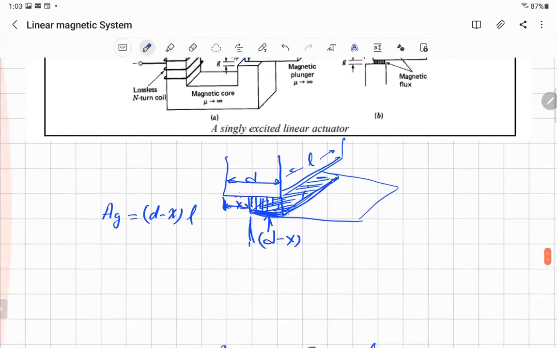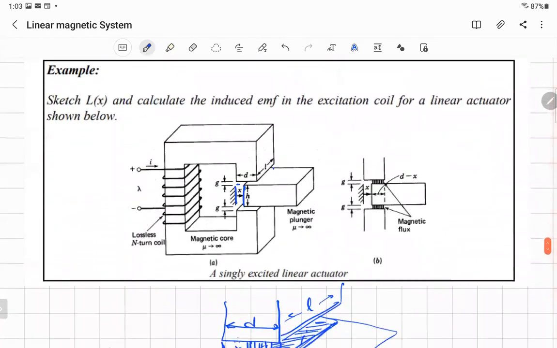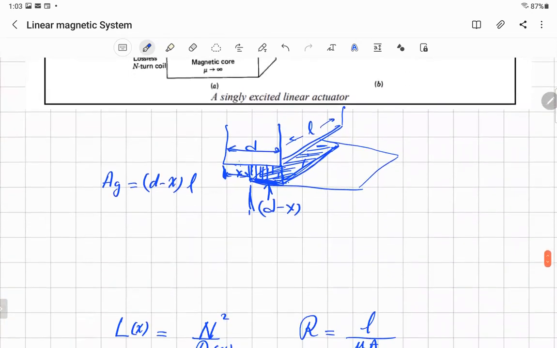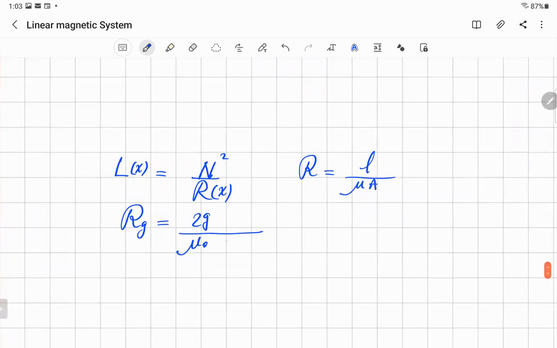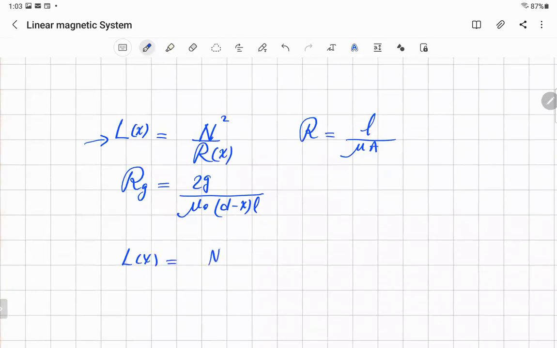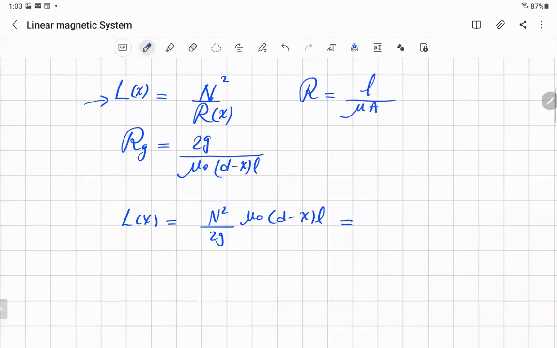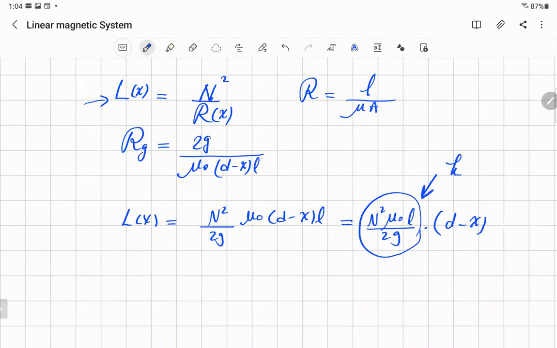Okay. So now, let's go back to what we tried to do. Now we want to find the area. So the area is equal to G minus X times L. That's the area. So we found the reluctance. Now I can find the expression for the inductance. So L of X is equal to N squared, divided by the reluctance: the bottom will be 2G, and the top, mu naught, G minus X, L. I would like to keep all the constant parameters outside. So I will have N squared, mu naught, L over 2G times G minus X. I want the term that has X outside. And even to make it simple, I'm going to call this constant K. So now I can write L of X is equal to K times G minus X.